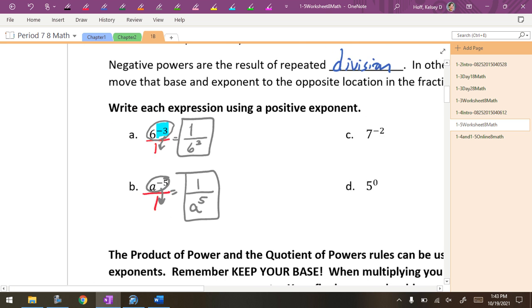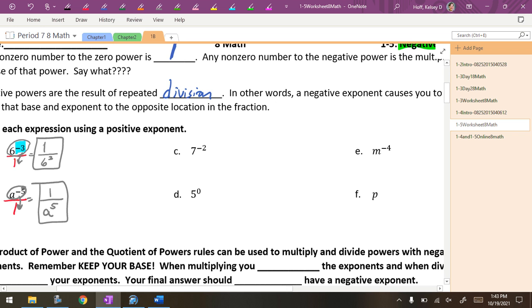You guys now do C, D, E, and F. F, put a negative 7 exponent on F, on that P.